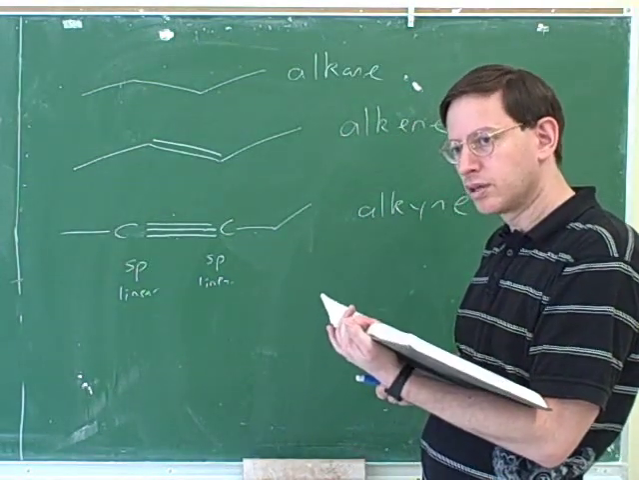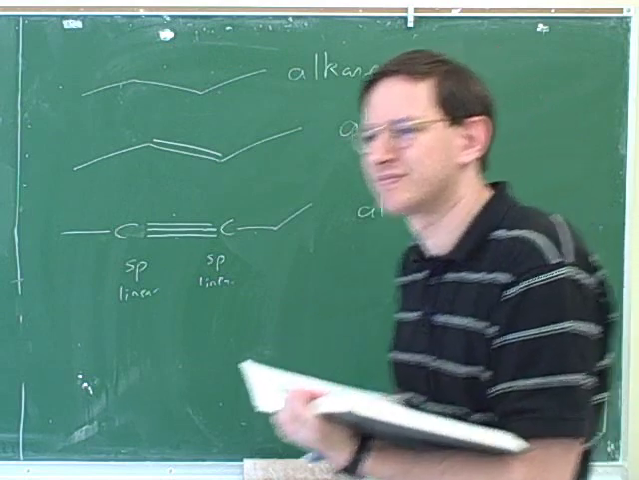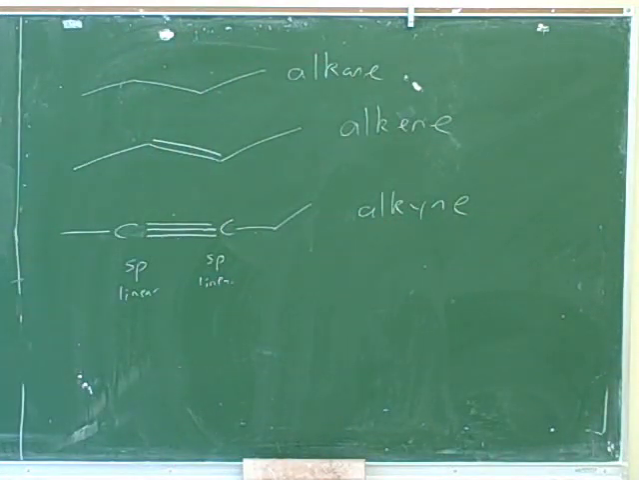Which one's better, like more prioritized, triple bond or double bond? You mean for nomenclature? Yeah. For nomenclature, the double bond gets a higher priority.